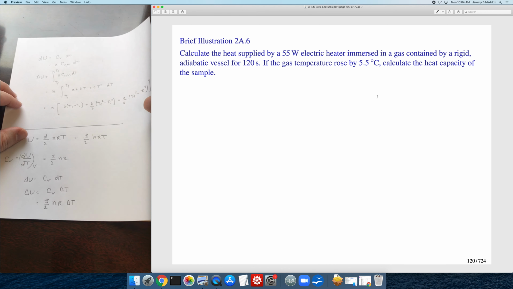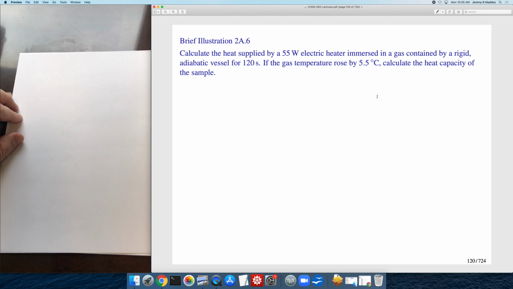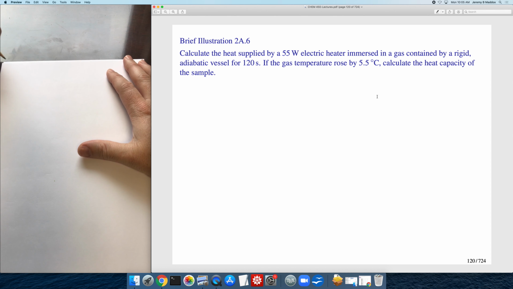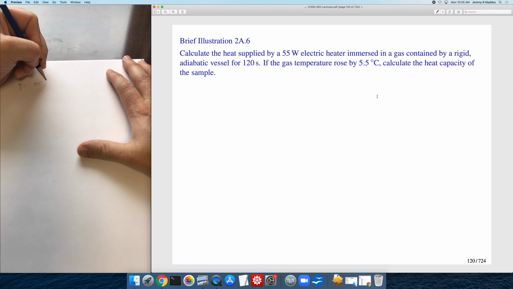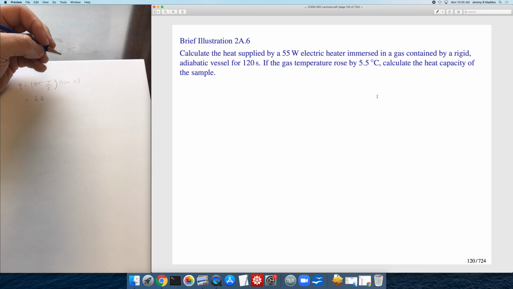Let's see, here we're being asked to calculate the heat supplied by a 55-watt electric heater that's immersed in a gas contained by a rigid adiabatic vessel for 120 seconds. And then the problem goes on. If the gas temperature rose by 5.5 degrees Celsius, calculate the heat capacity of the sample. Really, this is mostly just knowing what the units of watts are. So a watt is a joule per second. So the heat involved would be 55 joules per second times 120 seconds. And that's going to be equal to the heat. So I'm getting 6.6 kilojoules.